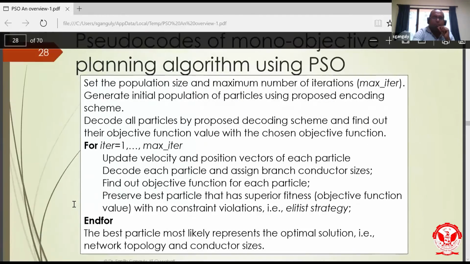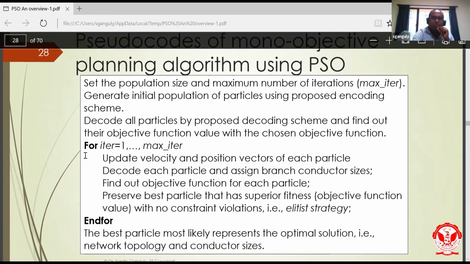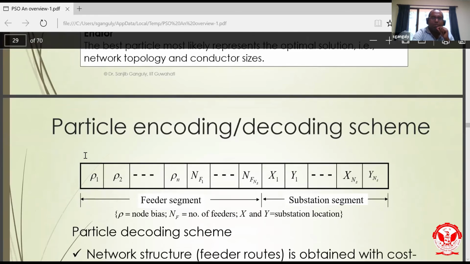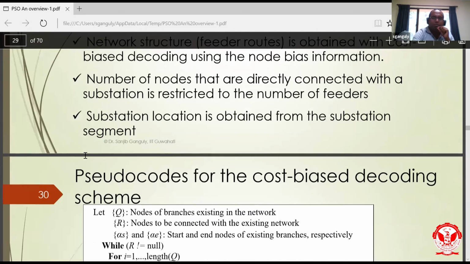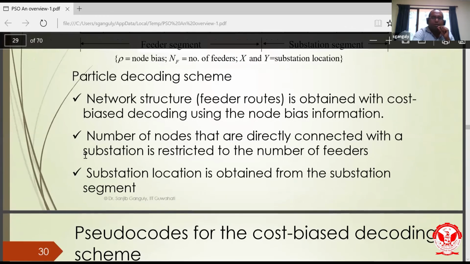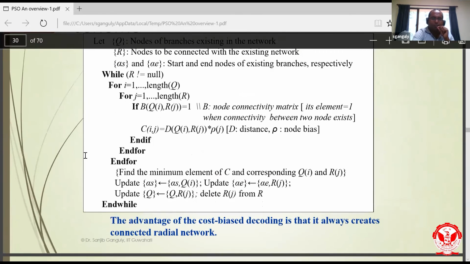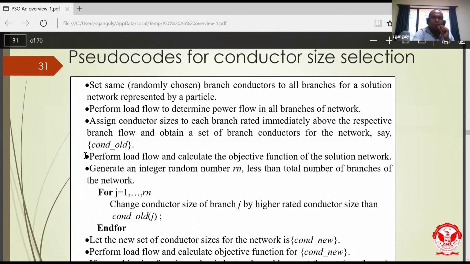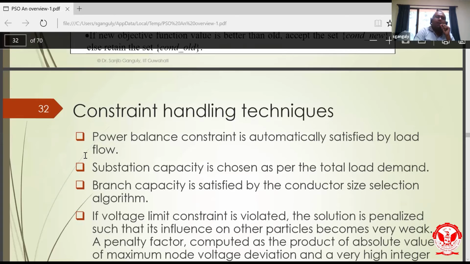So this is the pseudocode for this PSO based algorithm, which is used to solve that particular problem. I am not going into detail because that is not the scope of this talk. This is how we can encode one particle, and this is how we can decode the information of the particle to get a network. Similarly, these are the pseudocodes for conductor size selection, and this is how we have handled the constraints.